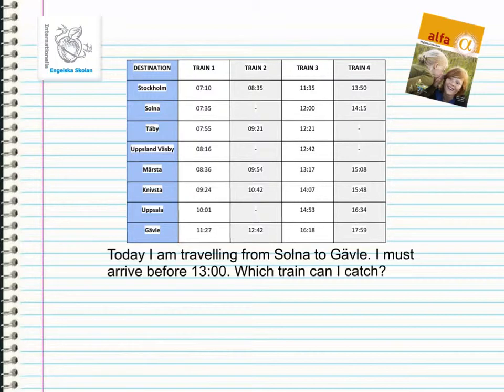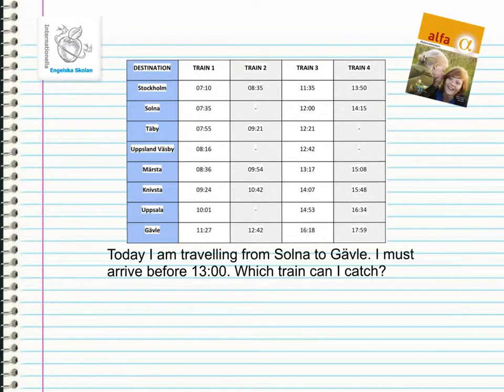Today we're going to look at two different questions which you might be asked. So the first question: today I am travelling from Solna to Gävle. I must arrive before 1300, which is 1 o'clock. Which train can I catch? Well, a good way to start this problem is to look at the trains which arrive at Gävle. So these are the train times which arrive at Gävle.